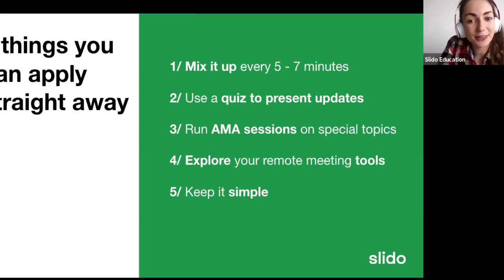The third tip I have for you is you could run an AMA session. AMA meaning ask me anything. So basically a Q&A session on a special topic. Now this is a great format for which you don't need to prepare any content. What you do is you ask your audience for questions in advance, before that meeting. They will submit the questions, and then once it comes to the meeting itself, you would already have collected a few questions. And in that meeting itself, people can still ask questions.